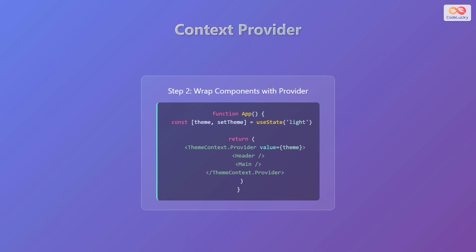Now that we've created a context, let's see how to provide values to it using a provider. The second step involves wrapping your components with the context provider. Inside your App component, you can use ThemeContext.Provider to wrap the components that need access to the theme data. You pass the desired value to the provider using the value prop. For example, if you have a theme state variable, you can set the value prop to theme, like so, ThemeContext.Provider value equals theme. This makes the theme value available to all components wrapped by the provider.